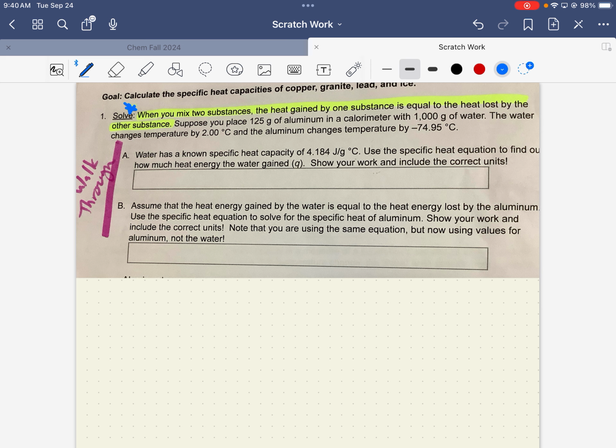We'll get to that in a minute, but essentially, when you put a hot metal in cold water, the heat from the metal goes into the water. So, this is how we do the work. What we're going to do first is use Q equals MCΔT for water. So I'm going to look at the information that's given to me in the question, everything about water.